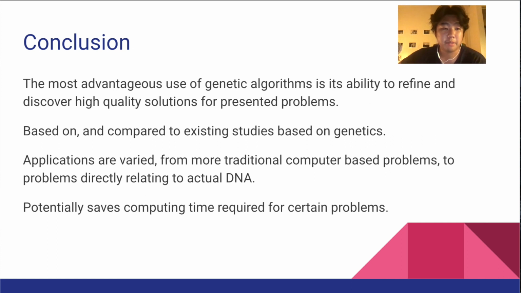In addition, the application of these genetic algorithms can be used in various forms. We talked about an image improving one, which is a traditional computer-based problem and used a lot in things like machine learning. We also talked about a problem directly relating to the use of actual DNA and recombining strands of DNA. And as discussed, genetic algorithms save a lot of computing time for certain problems, especially problems described in NP-hard categories.